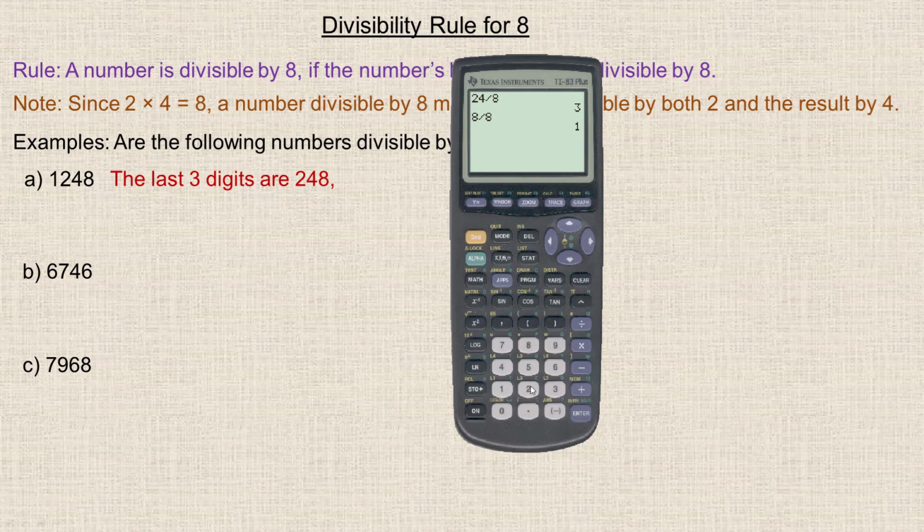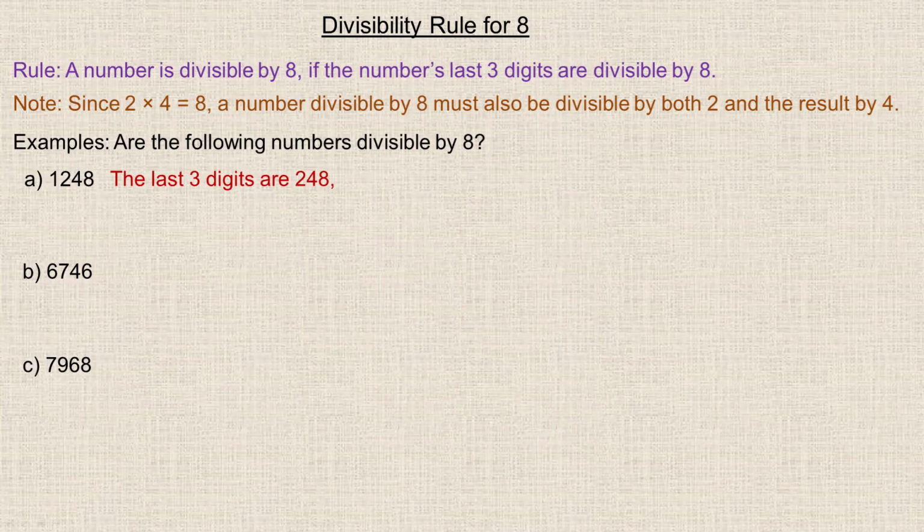If I took 248 and divided it by 8, because the 8's going into 240, this 3 actually means 30 times, and 1 more makes 31. So that's how I would know that that is divisible by 8. Since 248 is divisible by 8, that means that 1248 must be divisible by 8, because we just looked at the last 3 digits. It's the only ones you have to look at.